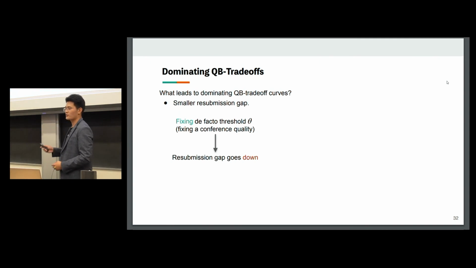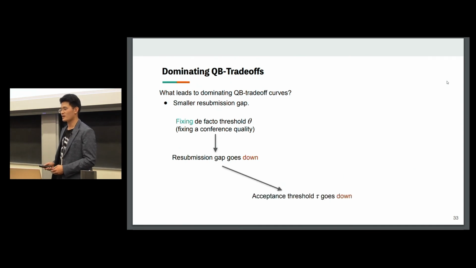So the answer to this question is that we want the resubmission gap to be small. The intuition is like this. Let's fix the de facto threshold theta, which also fixes the conference quality. Let's allow the resubmission gap to go down. What will happen immediately is that the acceptance threshold goes down, just by the definition of resubmission gap.